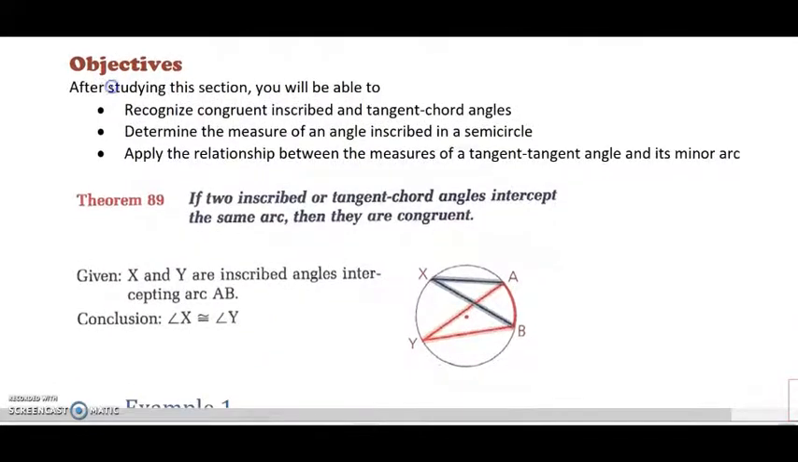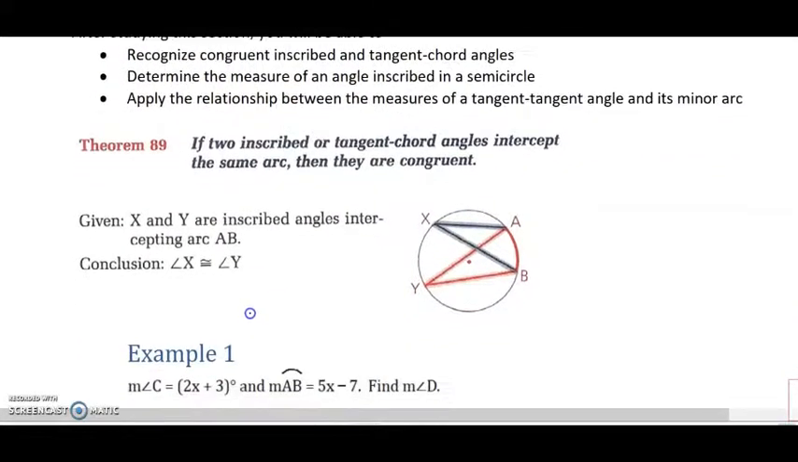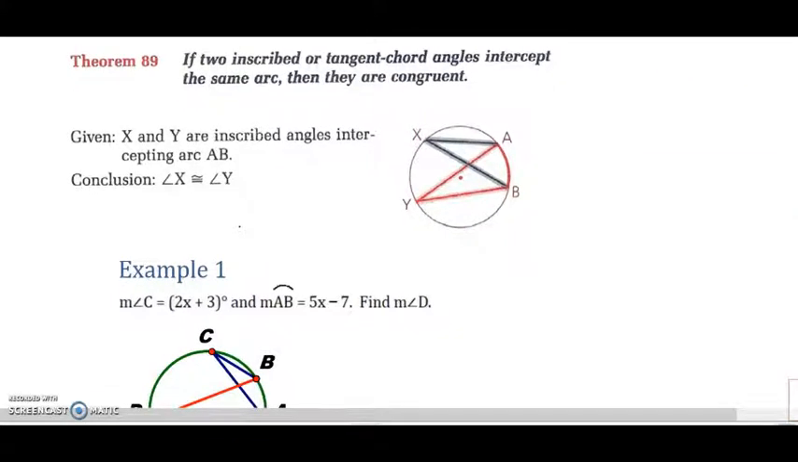In 10.6, there are 3 objectives. The first theorem tells us if 2 inscribed or tangent chord angles intercept the same arc, then they are congruent. We're not going to prove it as in write out a proof, but let's think about this for a minute.